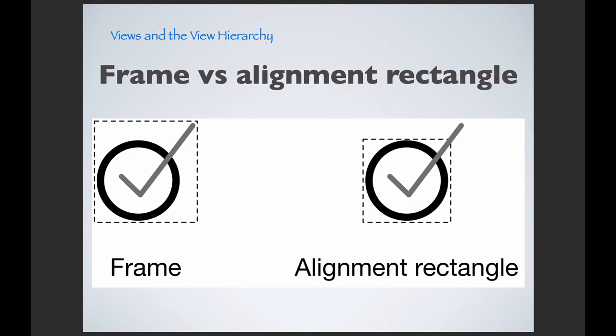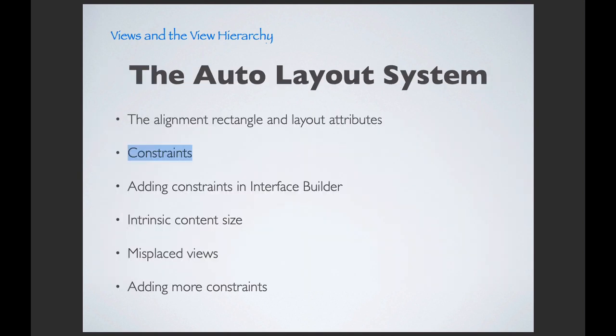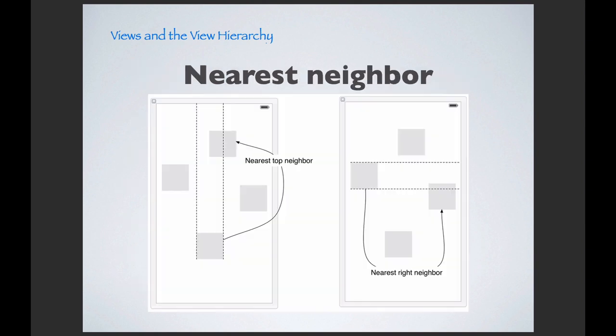Constraints. A constraint defines a specific relationship in a view hierarchy that can be used to determine a layout attribute for one or more views. To turn this description into constraints in Interface Builder, it will help to understand how to find a view's nearest neighbor. The nearest neighbor is the closest sibling view in the specified direction.